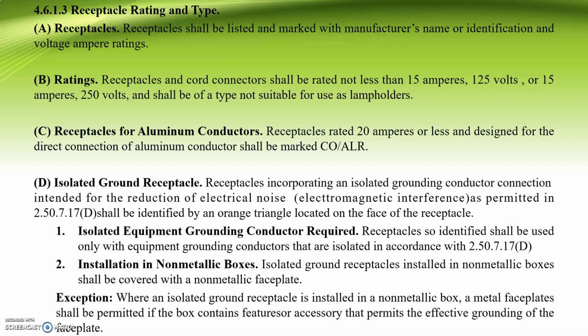First, isolated equipment grounding conductor required. Receptacles so identified shall be used only with equipment grounding conductors that are isolated in accordance with Chapter 2.50.7.17b. Second is the installation in non-metallic boxes. Isolated ground receptacles installed in non-metallic boxes shall be covered with a non-metallic faceplate. Exception: where an isolated ground receptacle is installed in a non-metallic box, a metal faceplate shall be permitted if the box contains features or accessories that permit the effective grounding of the faceplate.